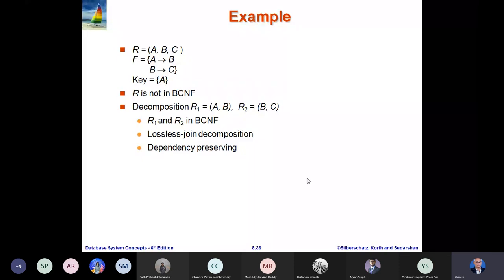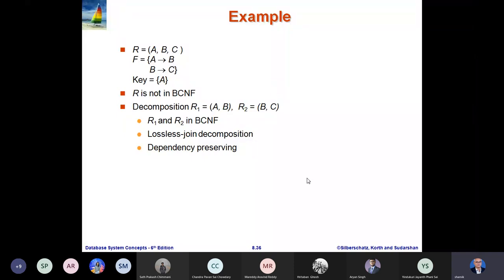I am repeating that it is a very simple example where I have R equal to ABC and F has two FDs, A to B, B to C. From there, I can get F plus, which is also going to have A to B, B to C, as well as A to C. Out of these three FDs in F plus, A to B and A to C do not violate the BCNF condition because A is a super key. But B to C violates the condition for BCNF. So then R is not in BCNF.